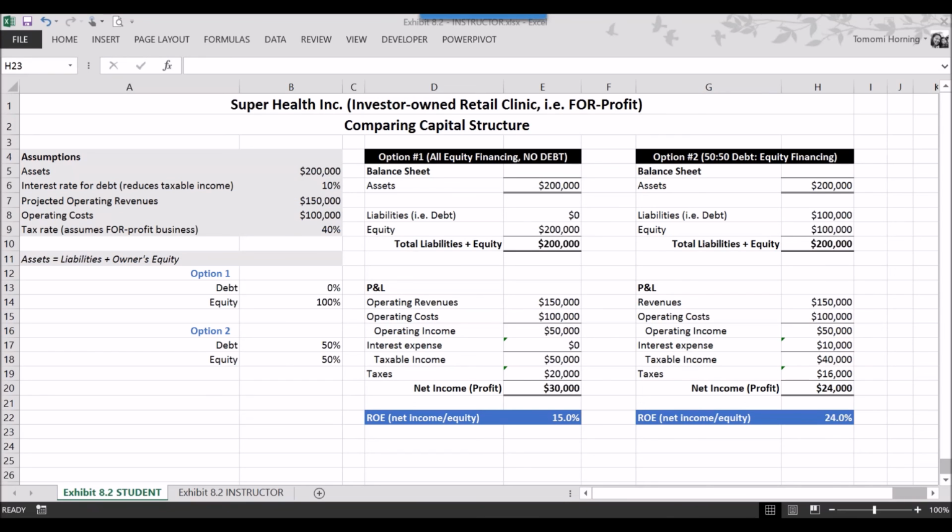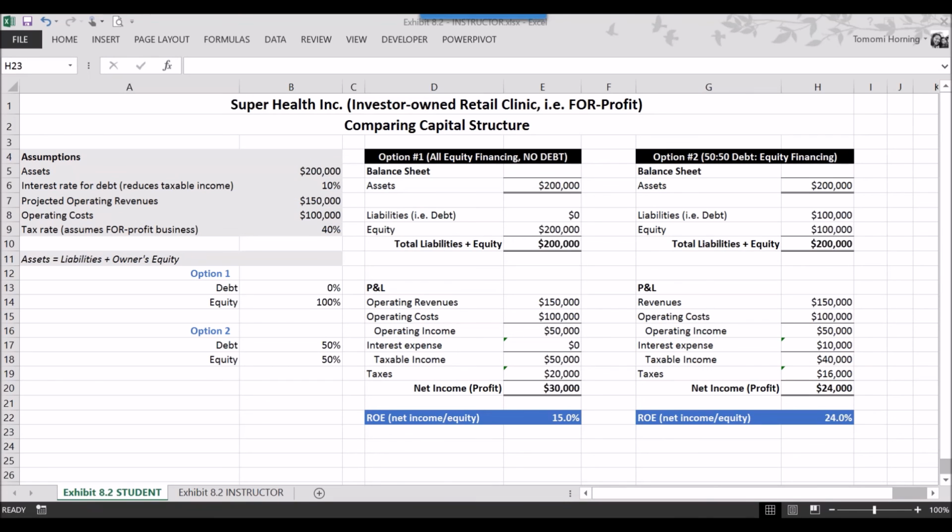The higher the percentage, the better. Absolutely. So in this case, the decision would be, if you had a choice between 100% equity financing versus 50% equity financing, you would go with the 50%. Because from an owner's standpoint, you're able to leverage debt better and your ROE is higher when comparing the two scenarios. You're getting a 15% return when you're looking at all equity versus 24%. So it's a 9% difference between the two. Hope that answers your question.